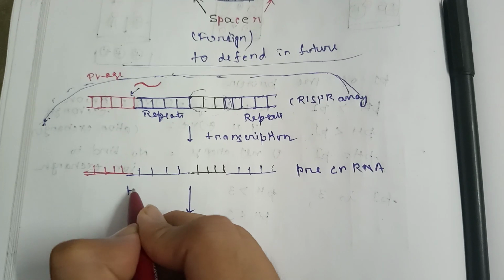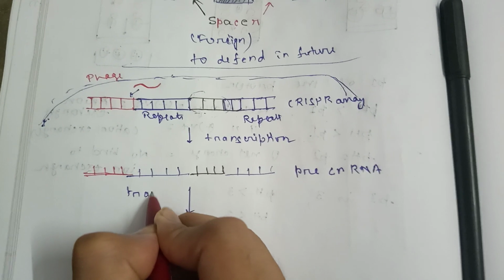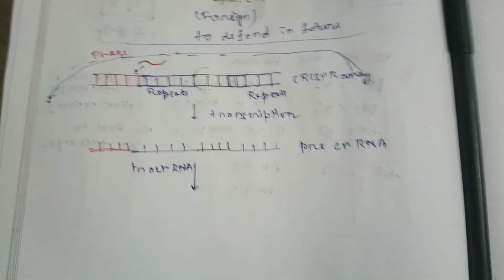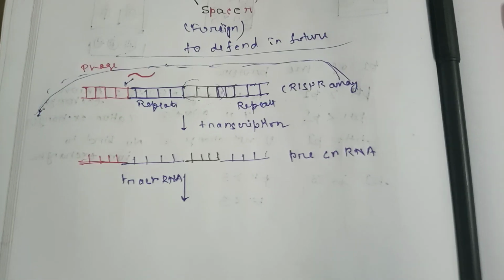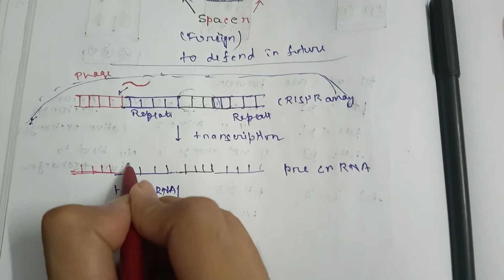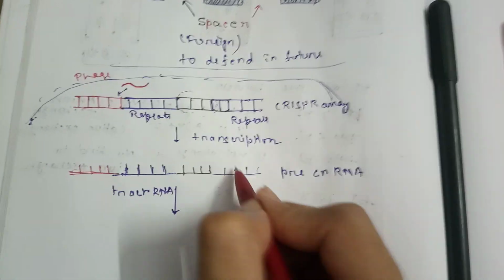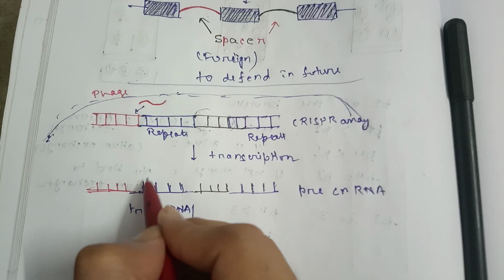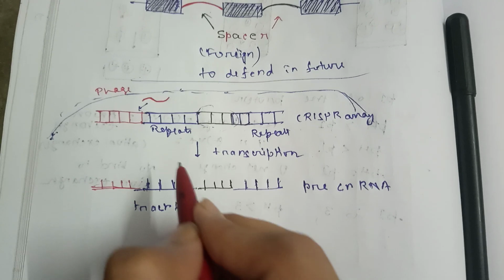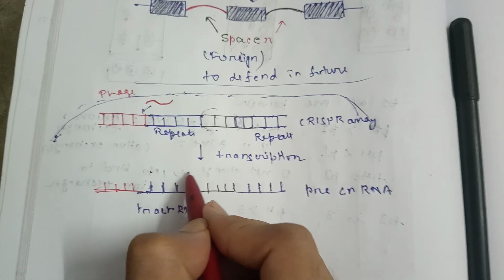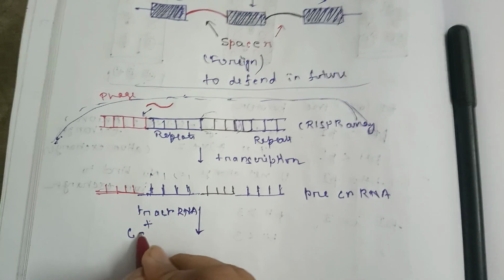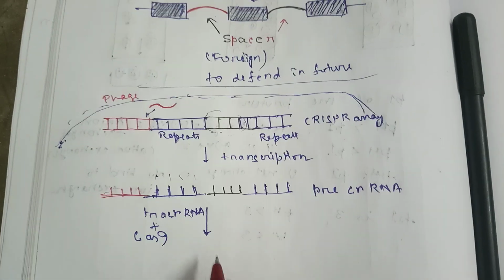Okay, now here tracrRNA will be added. Tracr RNA is actually complementary to the repeats. Here you can see the blue ones are the palindromic repeats, and the complementary parts of these repeats will be like this, that will be the tracrRNA. And with the help of Cas9, some complex will be formed.